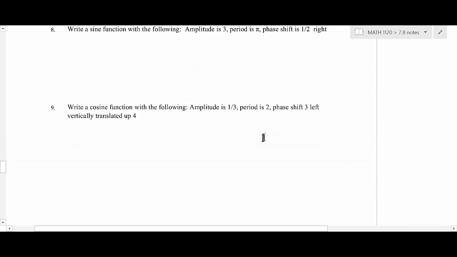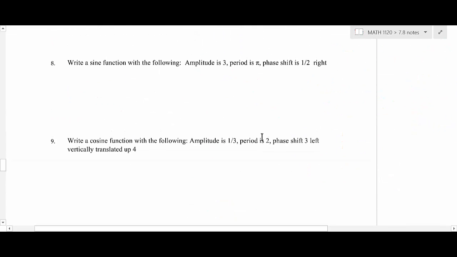So let's go down. What we're going to do next is kind of do this backwards. What we're doing with this is I'm giving you information, you're writing a sine wave. Okay. So the first thing with this one is since we're doing a sine wave, you want to write down what the general formula is.